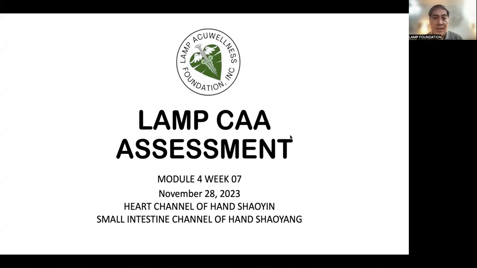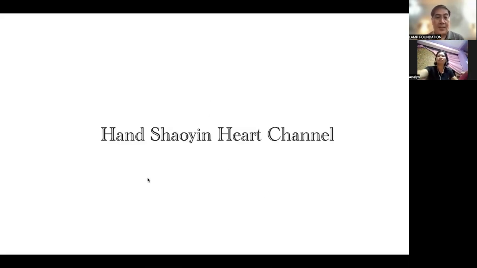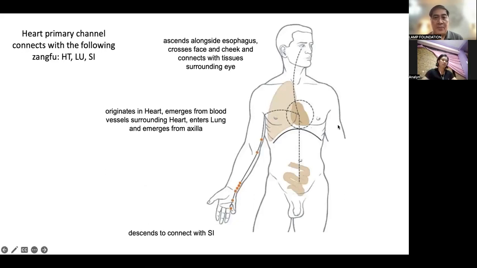So today, we shall be focusing on two channels, the heart channel of Hand Shaoyin and the small intestine channel of Hand Taiyang. As usual, we will review the pathways. So first we have the primary pathway, or the primary channel.